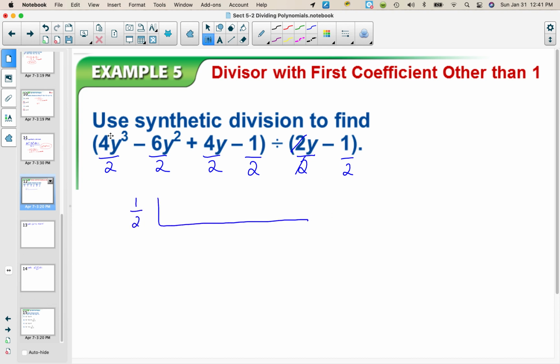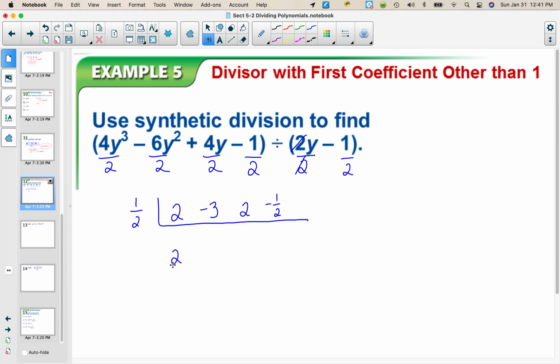And now we're going to take all these coefficients that have been divided by 2. So 4 divided by 2, we have a 2. Here we'll have a minus 3. Here we'll have a 2. And here we'll have a negative 1/2. Now you do all the exact same steps. So you bring the first number down. Then you're going to do half of 2.